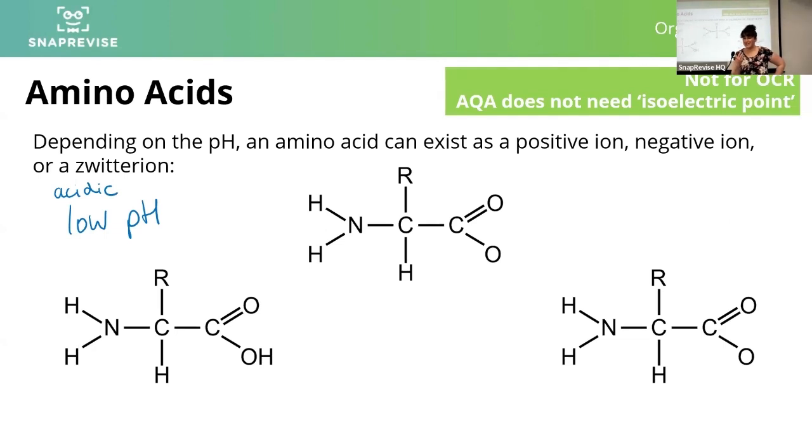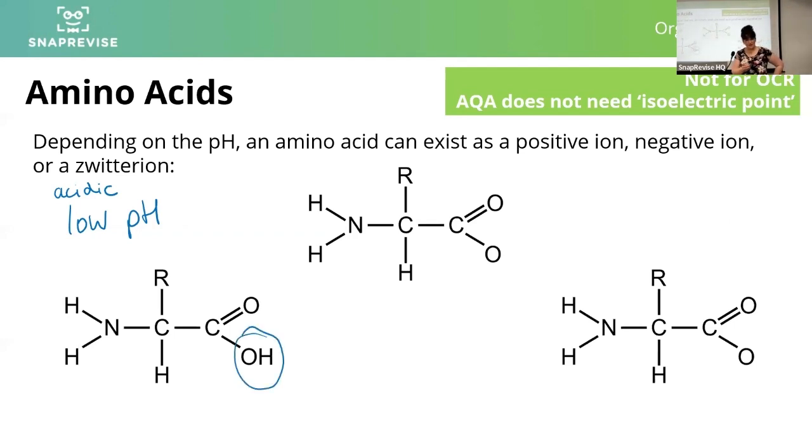Le Chatelier's principle says we're going to try and remove those H pluses. Remember, acids are in equilibrium with the things that can be protonated. So if we've got a high H plus concentration, anything that can be protonated will be protonated. What can be protonated on an amino acid?